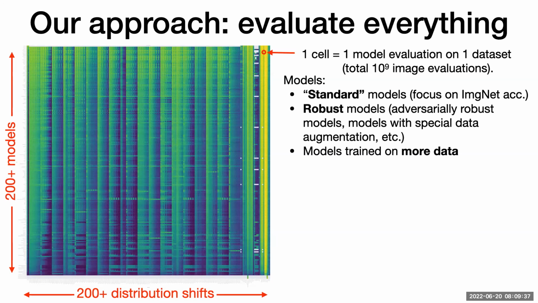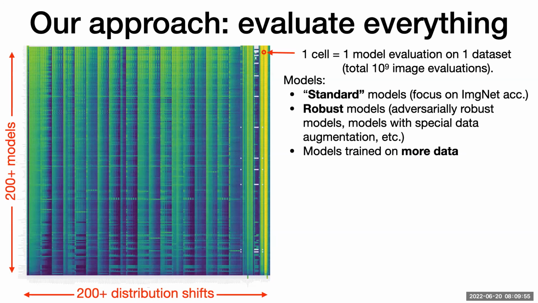These are ImageNet models that are trained just with the goal of increasing ImageNet accuracy. So starting from AlexNet, all of the standard ImageNet models like DenseNet, VGG, ResNets, and so on. They serve as a very useful baseline. Then the second kind of model that we evaluated are what we call robust models.